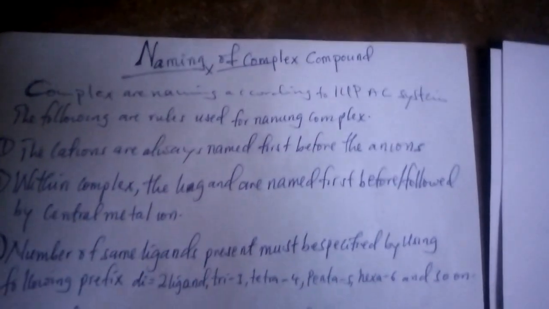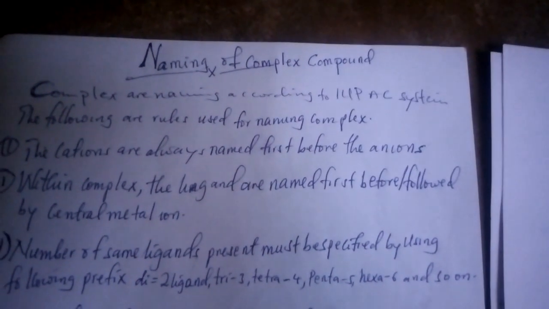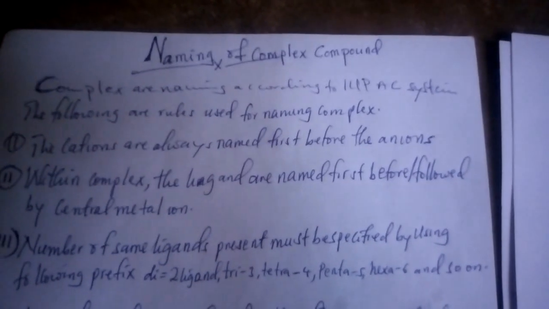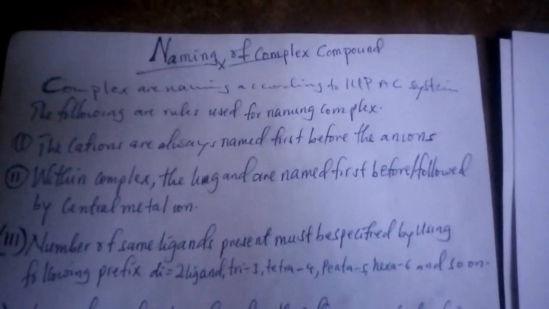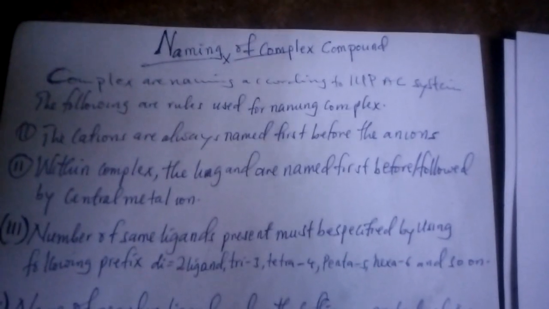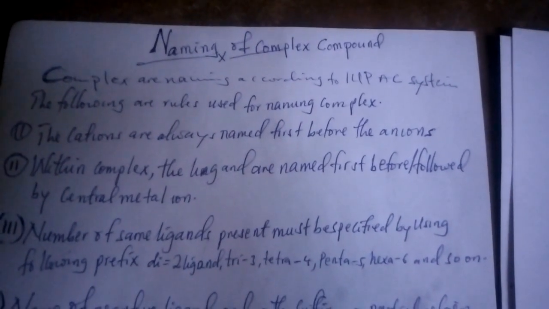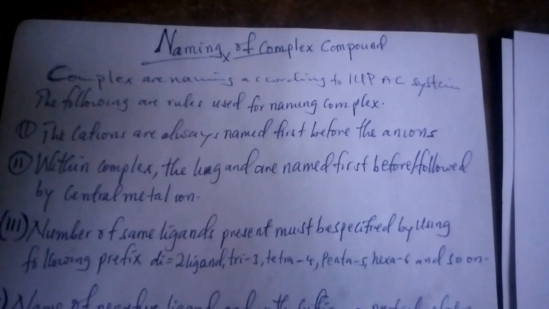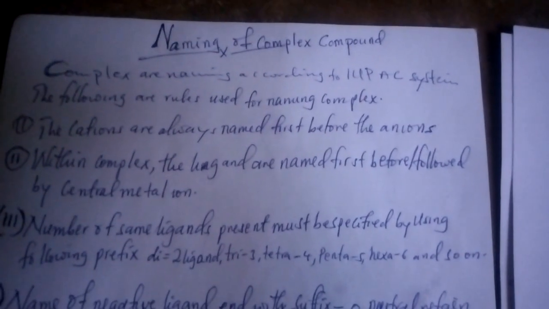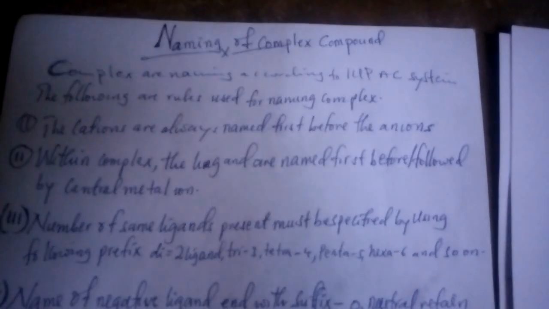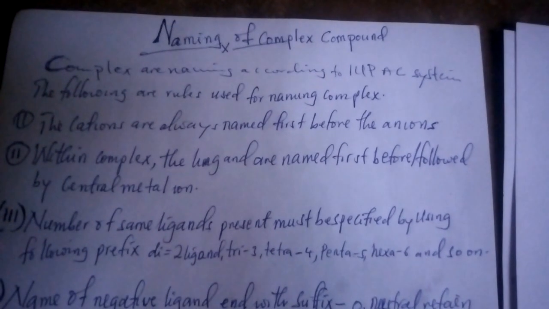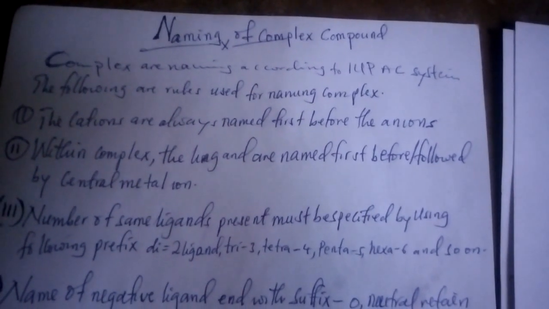Today we have concentrated on the naming of complex compounds. Complex compounds are named according to the IUPAC system. The rules used for naming complexes are as follows. Rule number 1: cations are always named first, followed by anions. Rule number 2: within a complex, the ligands are named first, followed by the central metal ion.